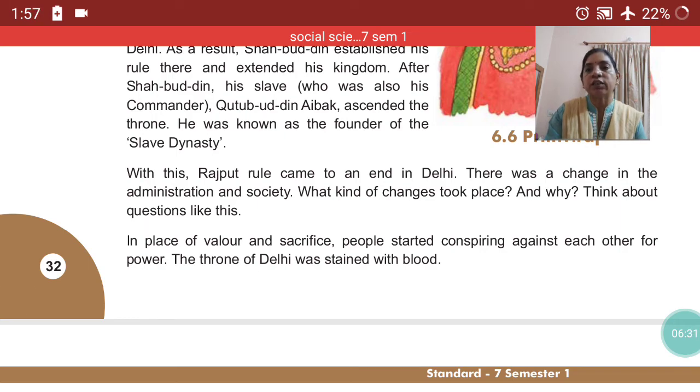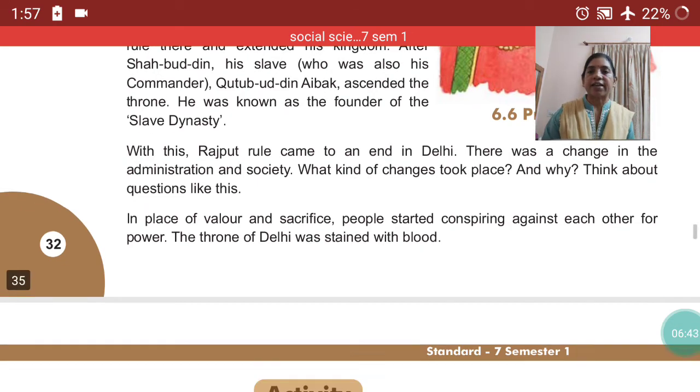After Shahabuddin, his slave, who was also the commander, Qutbuddin Aibak, ascended the throne. He was known as the founder of the slave dynasty.